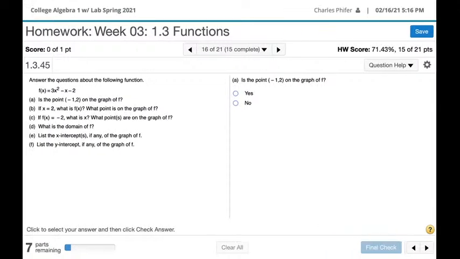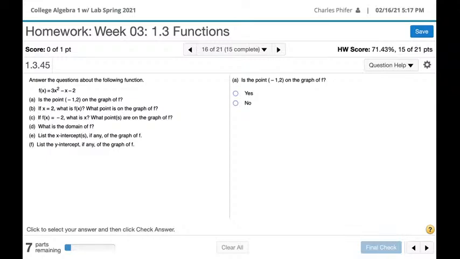We're continuing where we left off from last time, section 1.3 on functions. And we're asked to answer the following questions about functions. So I'm going to need to take some notes on my end, so let me get set up.